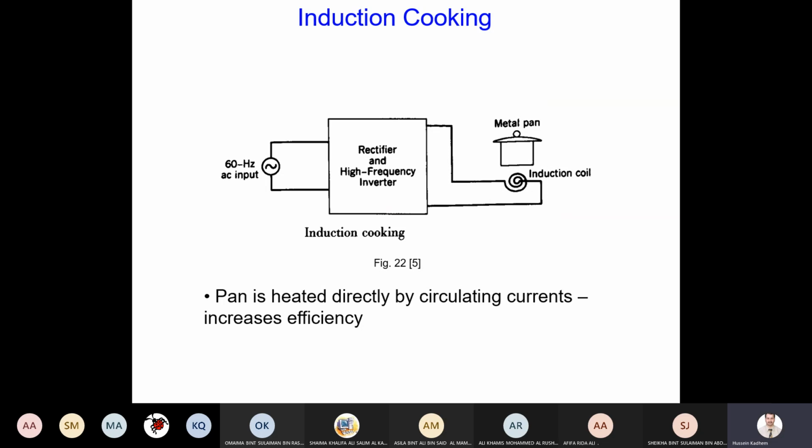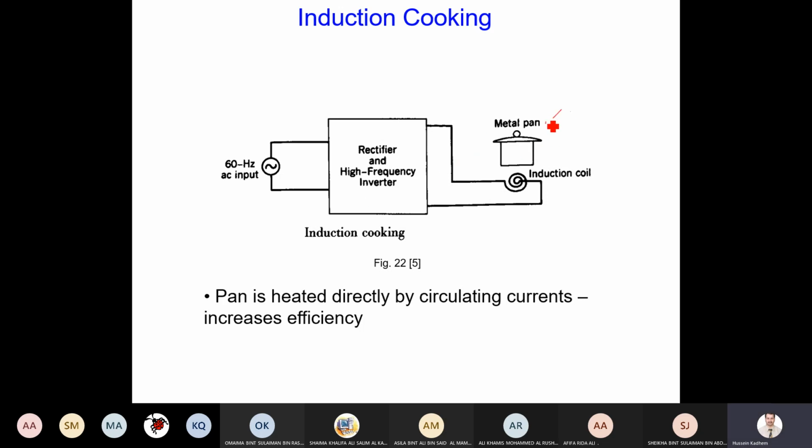I talked about air conditioning, how we use a variable frequency drive to control it. I talked about lighting, how we use a high frequency inverter to control it. Let me talk about induction cooking. By the way, induction cooking is small scale here, but it is already applied in industry at large scale. This is a small scale. Let me show you how it works.